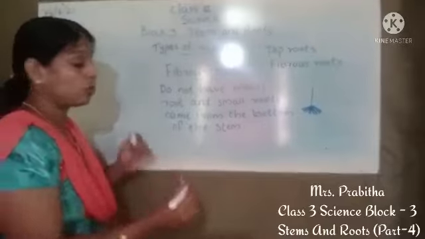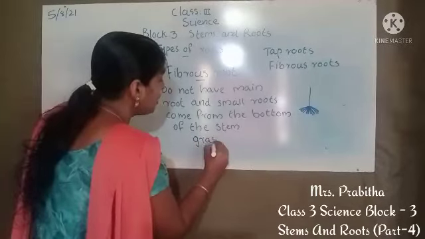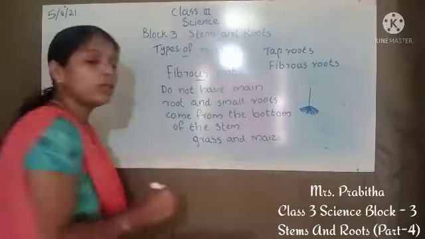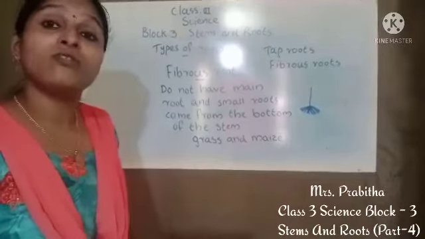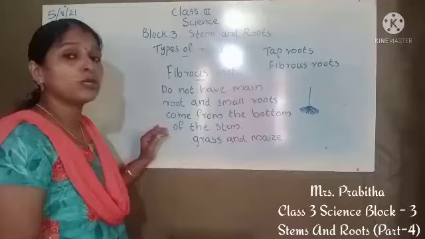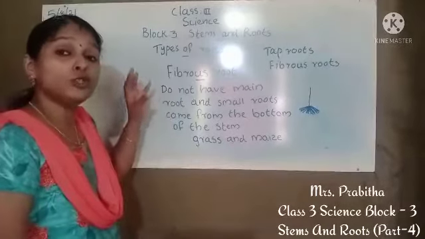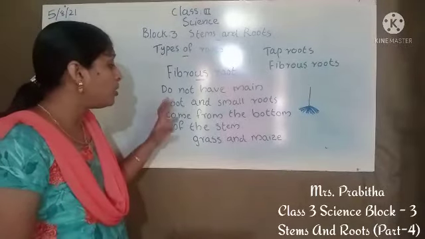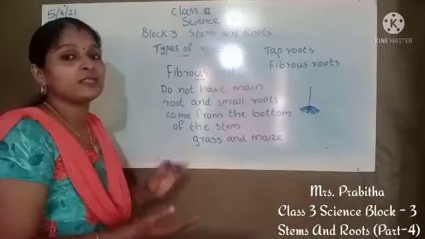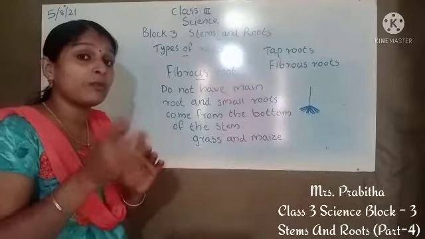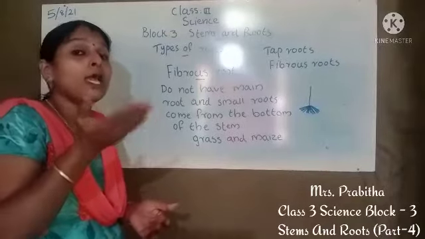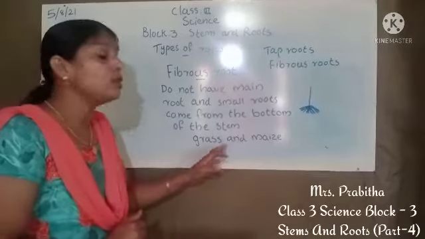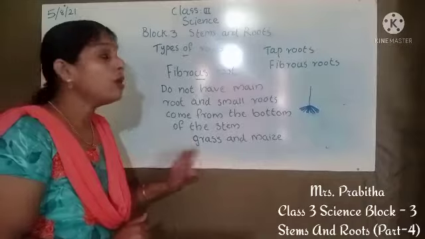Examples for this fibrous root: grass and maize. All the grasses and maize have fibrous root. So what is fibrous root? Fibrous roots do not have a main root, and small roots come from the bottom of the stem. All these small roots are coming from one place, that means from the bottom of the stem. Examples: grass and maize.